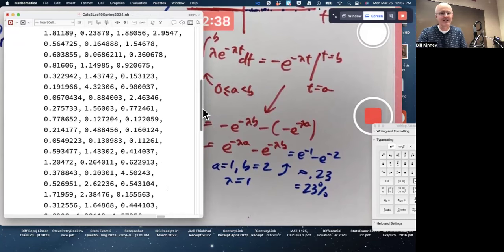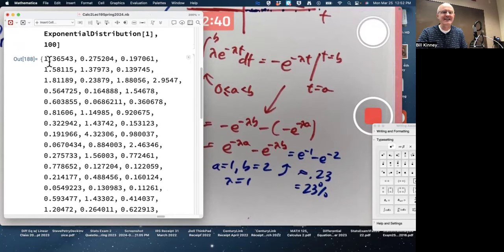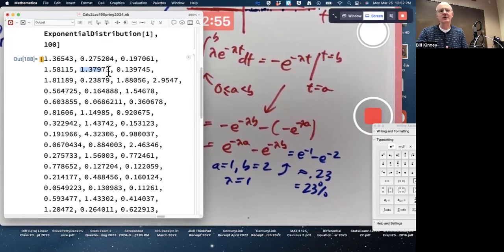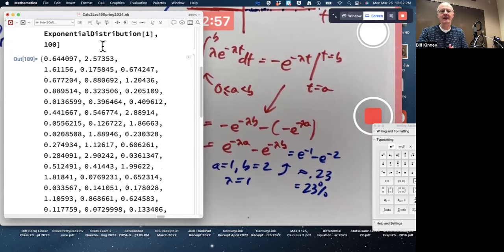I could try counting. Yeah, this is between 1 and 2, this is between 1 and 2, this is, etc. Should be in the ballpark of 23 of them. Anywhere I would guess between 20 and 26 might be reasonable. I could do another simulation, get another 100 numbers. Once again, somewhere close to 23 of them should be between 1 and 2. I won't take the time to double check it.